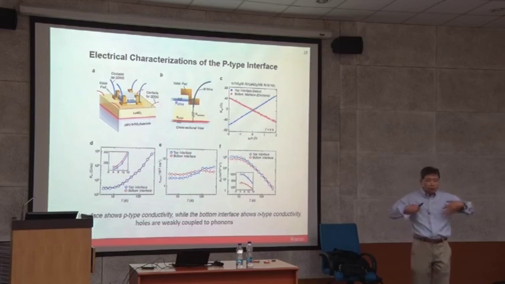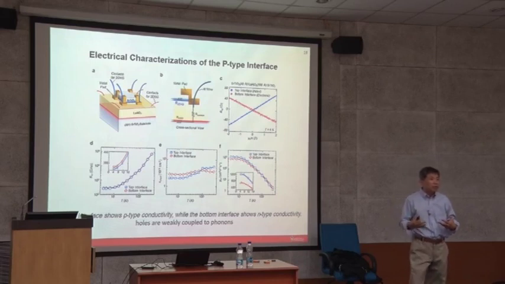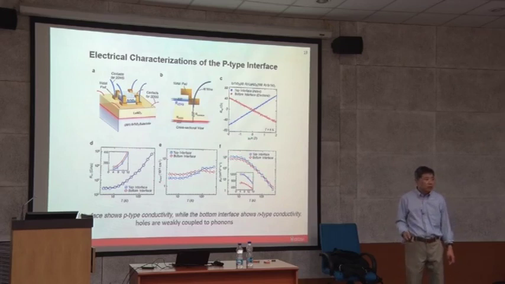The 2D electron gas already has very low mobility at room temperature, like 5, and at low temperature a few thousand, because of the strong electron-phonon interaction. And you see here, the temperature dependence is similar. So it's a very highly mobile 2D hole gas in this system.